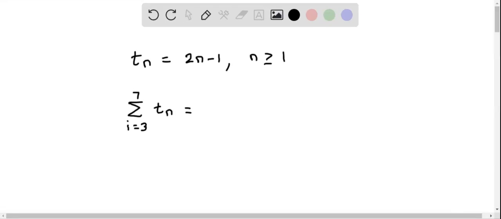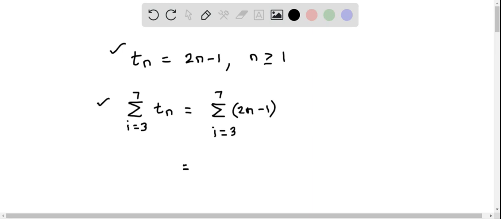We now determine this sum, that is the summation of Tn for i equals 3 to 7. Using this expression for Tn, that is, the sequence Tn is given as 2n minus 1 where n is greater than or equal to 1. First I'm going to substitute the expression for Tn, that is 2n minus 1, and i goes from 3 to 7. So now I have to plug in i equal to 3 into this expression.